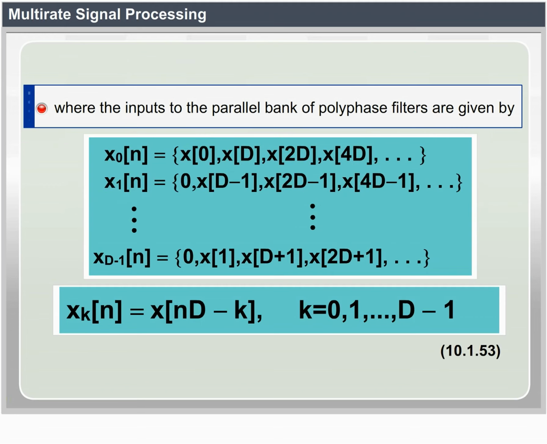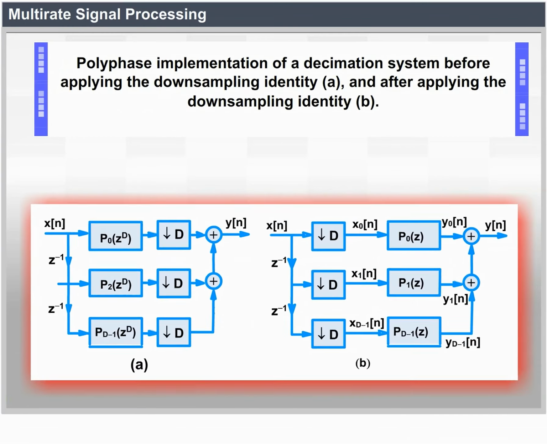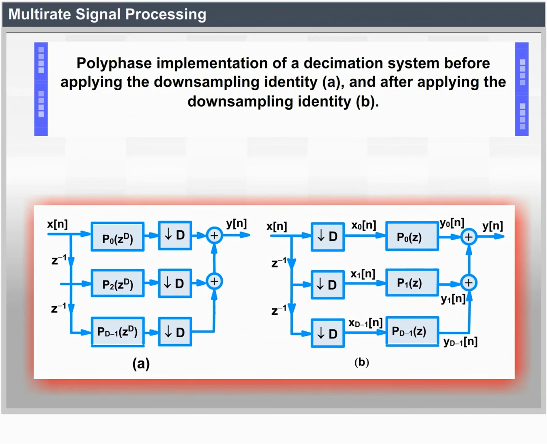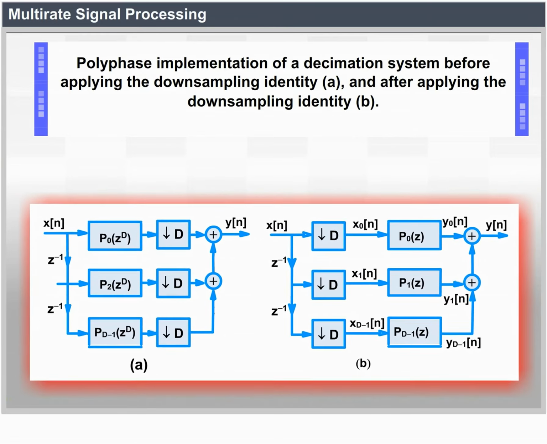x1(n) equal to 0, x(d minus 1), x(2d minus 1), x(4d minus 1), etc. x_(d minus 1)(n) equal to 0, x(1), x(d plus 1), x(2d plus 1), etc. Figure: polyphase implementation of a decimation system before applying the downsampling identity A and after applying the downsampling identity B.